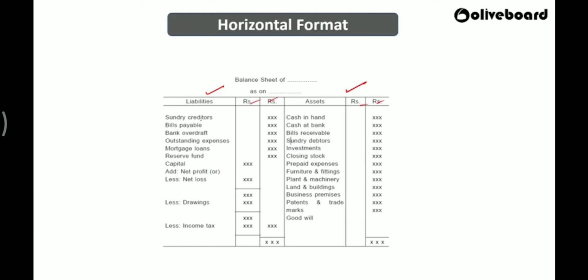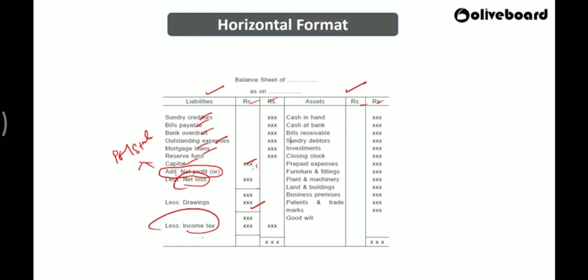Now liabilities: creditors, bills payable, bank OD, outstanding expenses, loans, reserve fund, capital. All right. Now how much have I invested? Net profit. What is it? Add net profit. If at all I have net profit, this is from which statement, guys? P&L statement, you remember? So add, if I have a net profit, add to my capital. If I have a net loss, minus it from my capital. And if I did any drawings withdrawn from the business, then that also you have to minus it from my capital. Then less income tax.